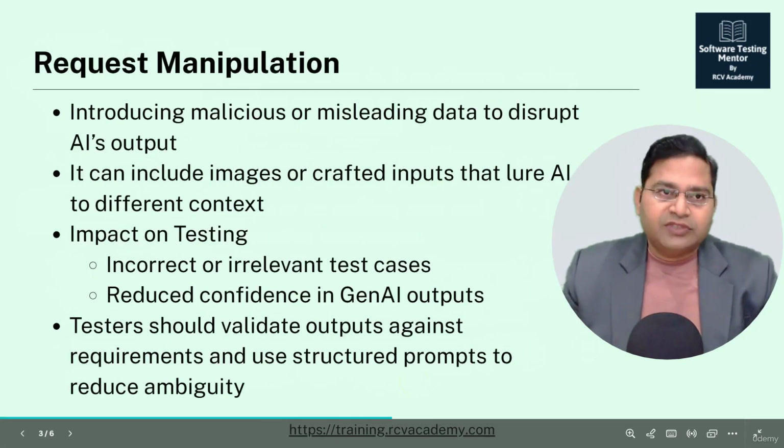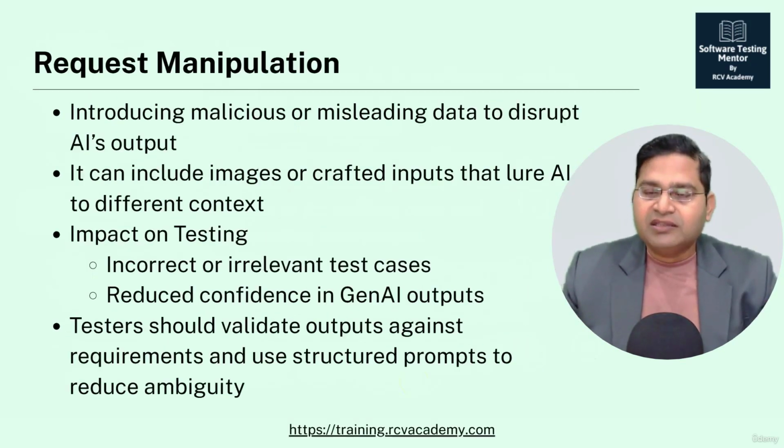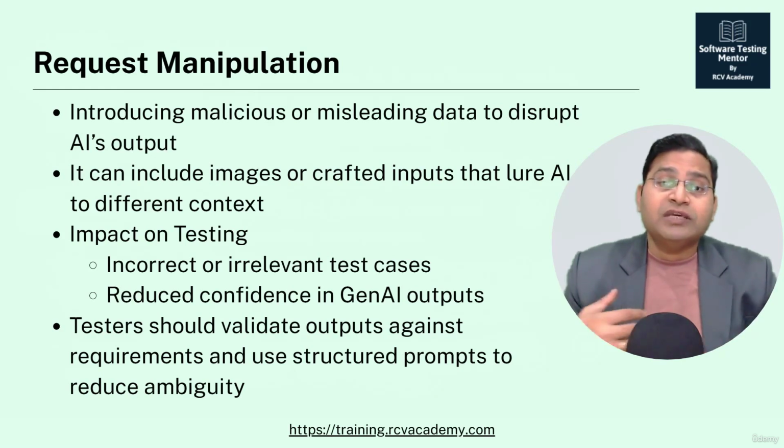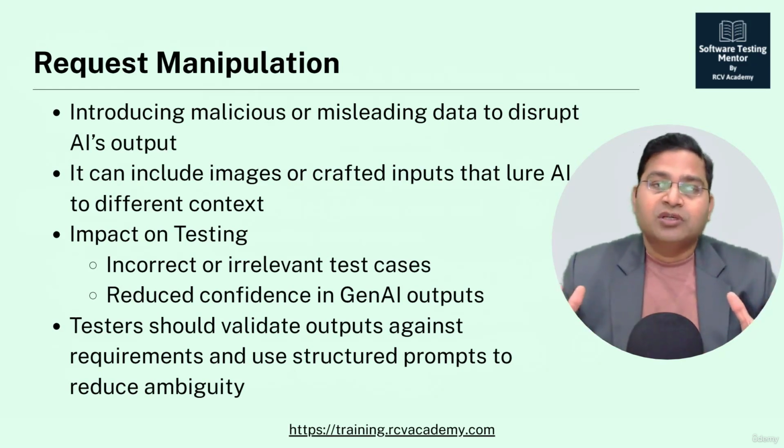Okay, now the next thing is request manipulation. That's another threat: introducing malicious or misleading data to disrupt the AI's output. When the request is manipulated so that the AI output is not proper, is disrupted, that's request manipulation. Request manipulation can include images or crafted inputs that lure the AI into different contexts, changing the context using images.